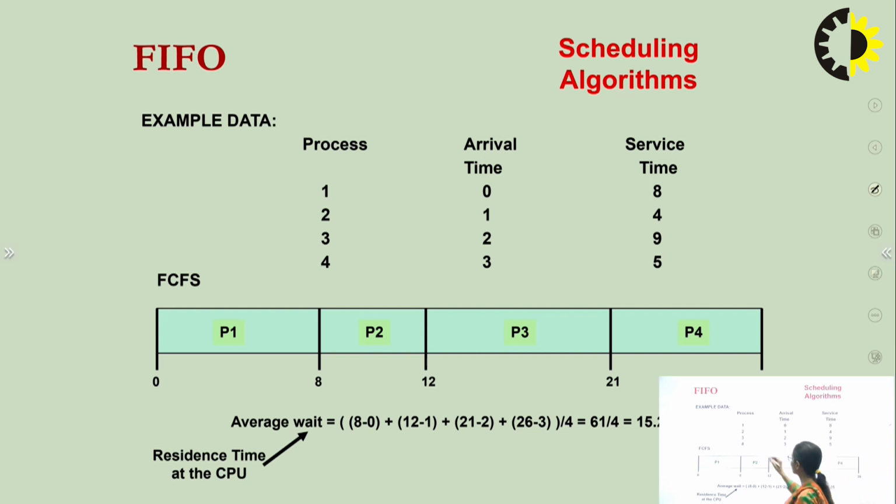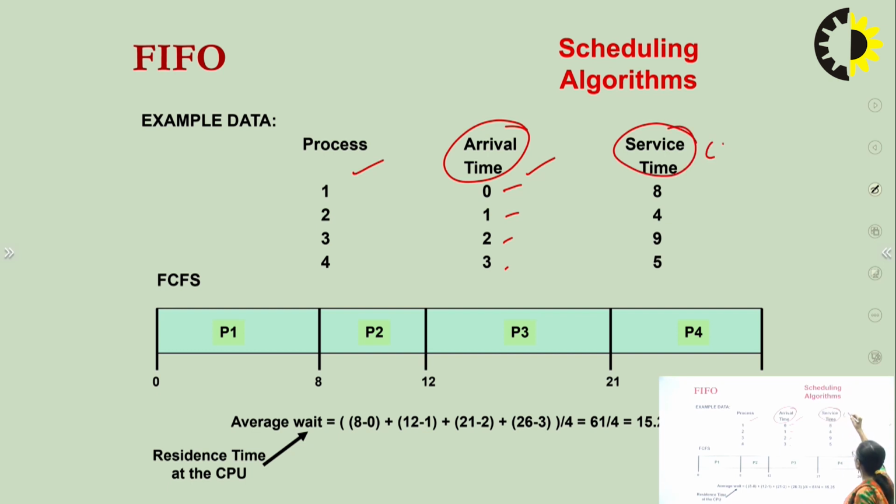Here we have a set of 4 processes. Their arrival time is given, that is the time when a process first enters the ready queue. So for process 1 it is 0, for 2 it is 1, 2 and 3 for process number 4. This is the service time. In some places it is also known by the name CPU burst time.